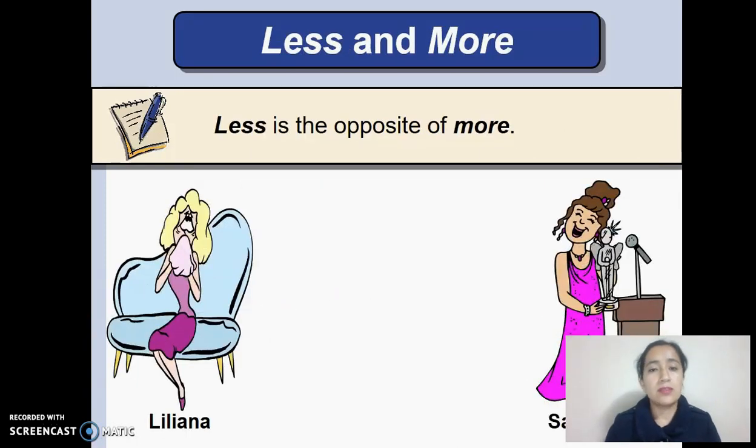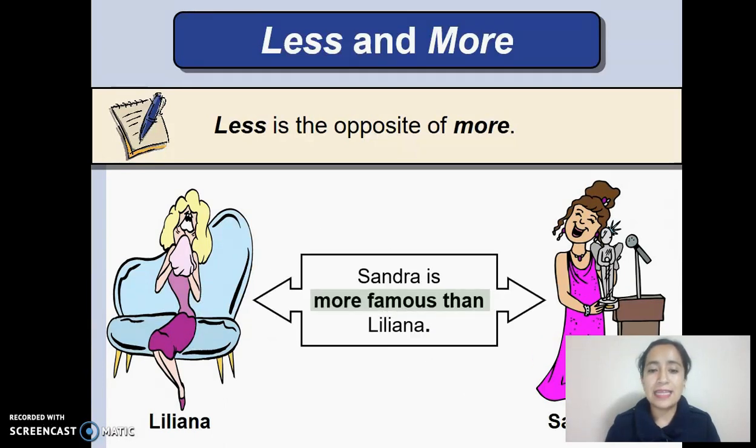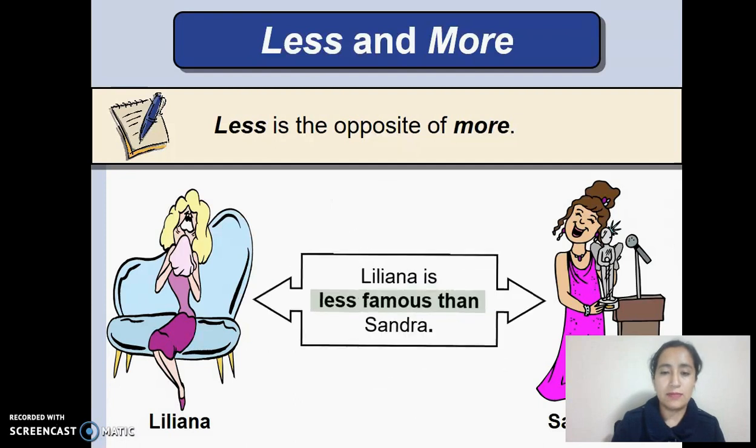And remember, to make the opposite of more, we may use less. Sandra is more famous than Liliana. The contrary, Liliana is less famous than Sandra.